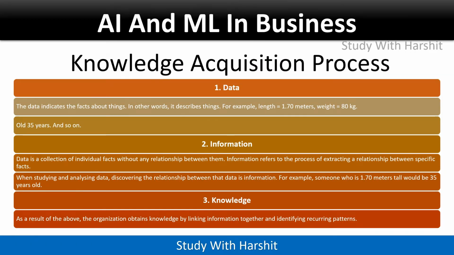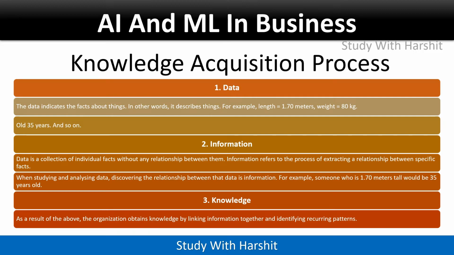Knowledge acquisition process. First, data. The data indicates the facts about things. In other words, it describes things, for example, length 1.70 meter, weight 80 kg, 35 years old, and so on. This is data. Second, information.